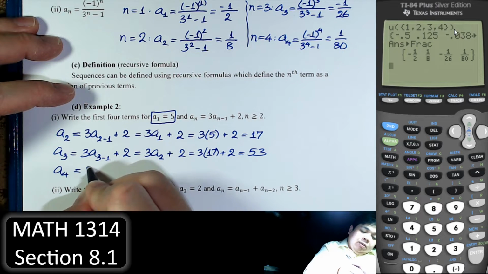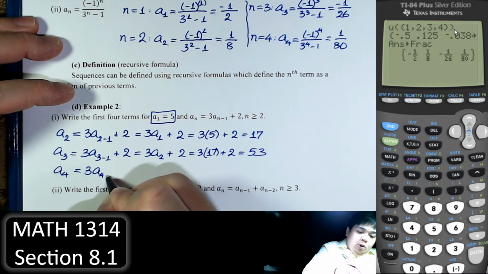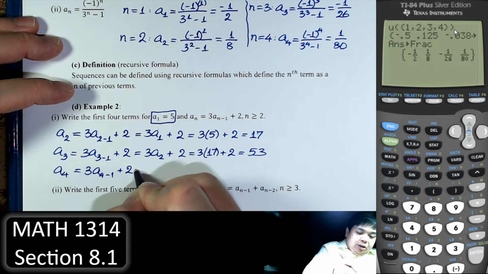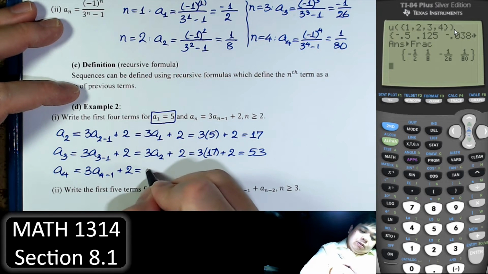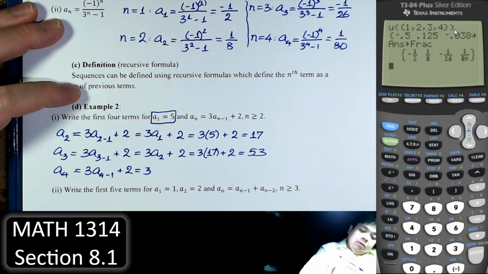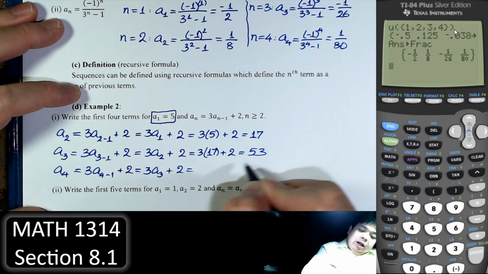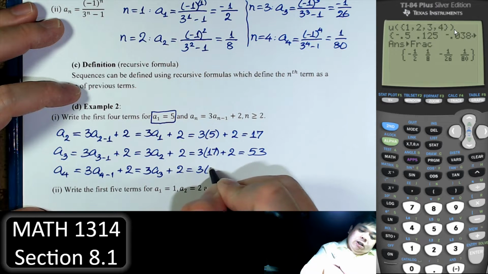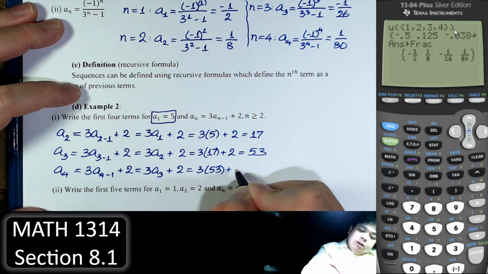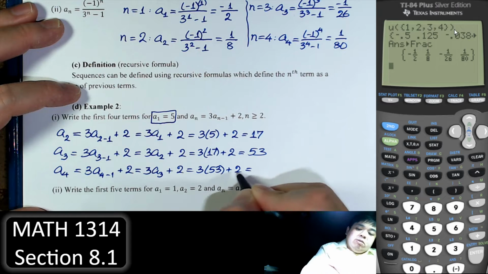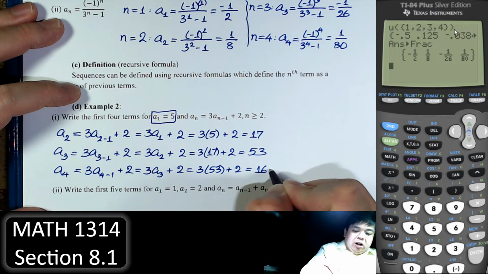a4 is 3 times a4 minus 1 plus 2, which is 3 times a3 plus 2. a3 is 53. So that's 159, plus 2 is 161.